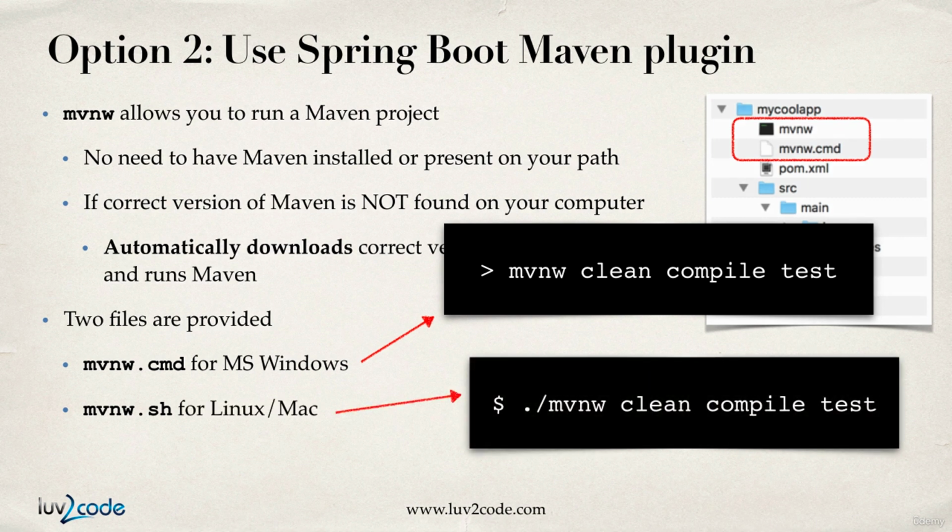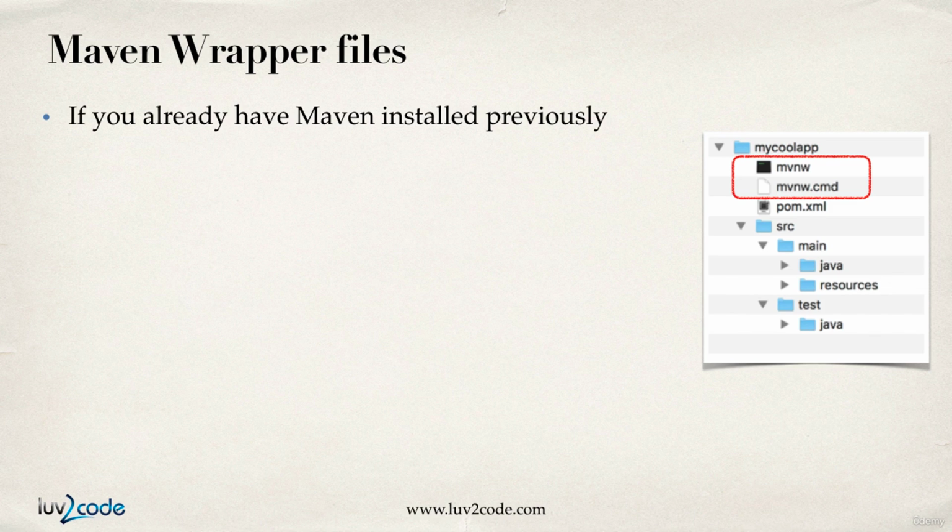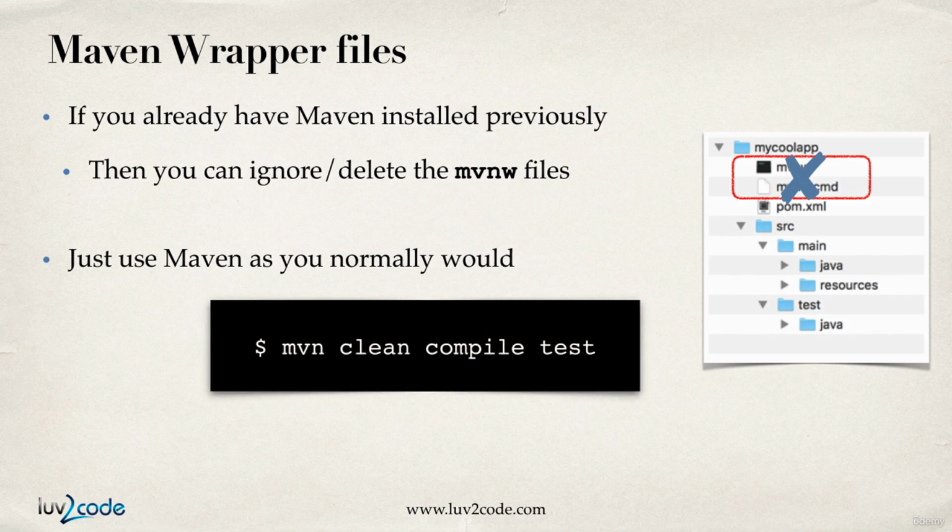Again, this makes it really easy for you to get started with Maven without having to manually install it yourself. What if you already have Maven installed? In that case, you can simply ignore or delete those Maven Wrapper commands and get rid of them and just use Maven as you normally would. So you'd say mvn clean compile test, and so on. No need for the Maven Wrapper.